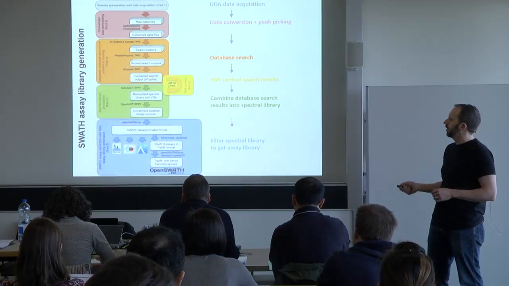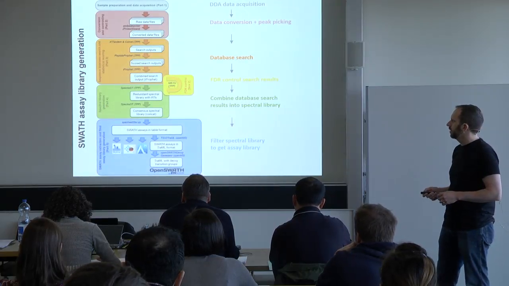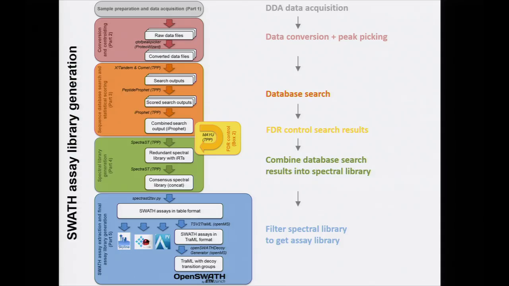If you look in the paper, you get a diagram which looks a bit more like this, and this now looks pretty complex. But if you break it down into little steps, then it's not too bad. You have some kind of sample prep and data acquisition. We have the raw data files that come from the instruments. We need to choose whether we're going to convert these into different file formats, or more importantly, do peak picking. And then you need some kind of search engine.